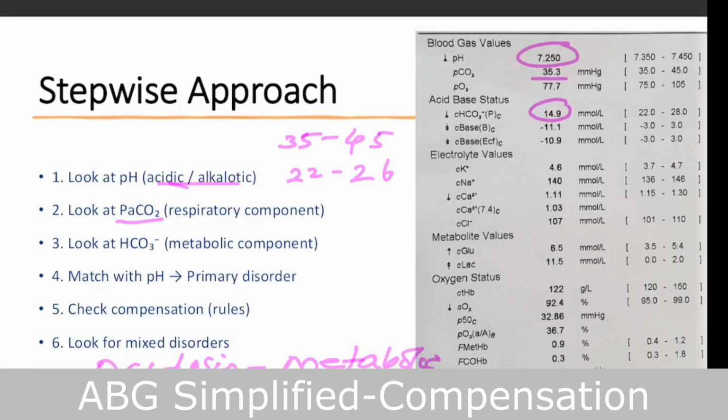So we have looked at the pH, then we looked at the PaCO₂, then looked at the bicarbonate or the metabolic component, and we matched the pH with this metabolic and respiratory component, the bicarbonate and PaCO₂, and found that the patient has a metabolic acidosis.